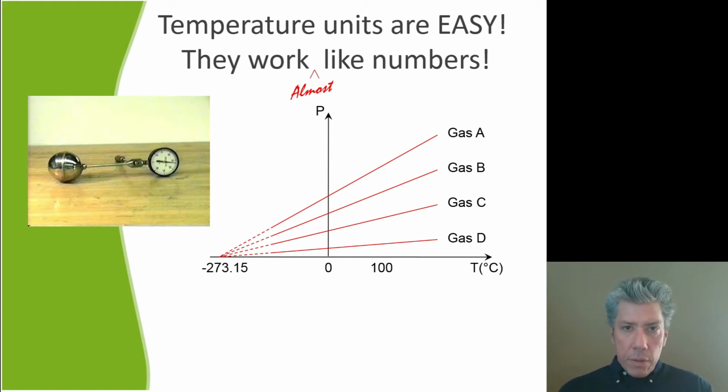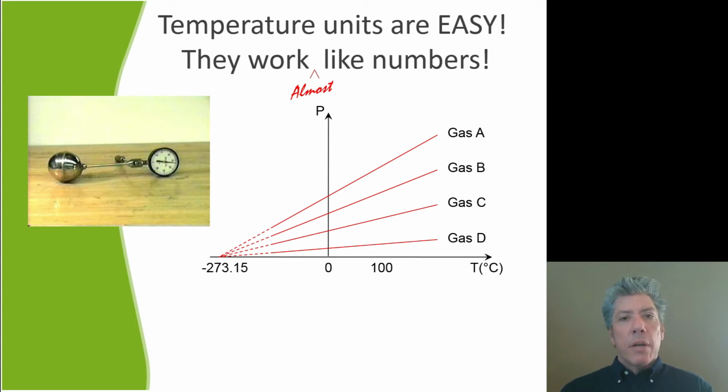Now, the way you use this device is you expose the bulb to whatever temperature source you want. It could be a flame, could be an ice bath, whatever you want, doesn't matter. And you measure the pressure. Of course, you can measure the temperature of the thing you're exposing it to with a thermometer, and then you could plot pressure versus temperature, right? So if I know what temperature I'm exposing the bulb to, I can read off the pressure and plot a point on a pressure versus temperature graph.